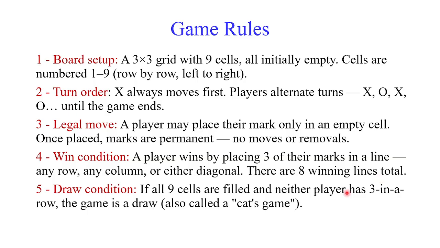What is rule 5? Draw condition. If all 9 cells are filled and neither player has 3 in a row, then the game is said to be a draw, sometimes called a cat's game. These 5 rules completely define the game. Keeping this clear, the agent can lead to the solution.